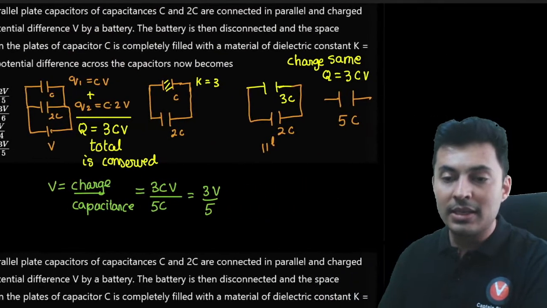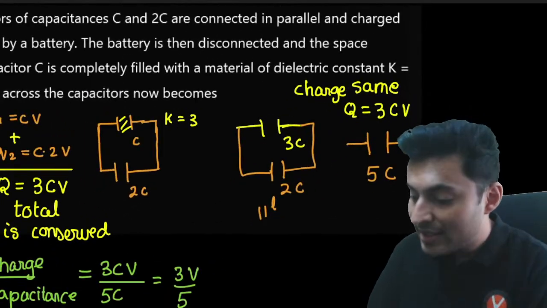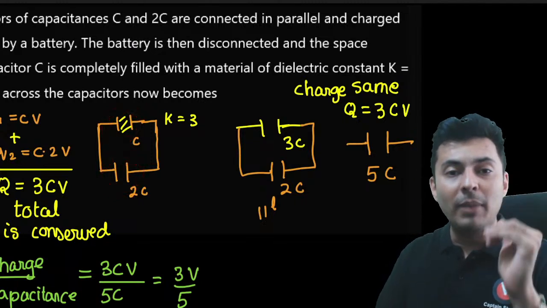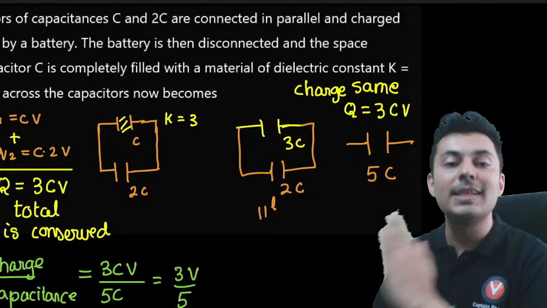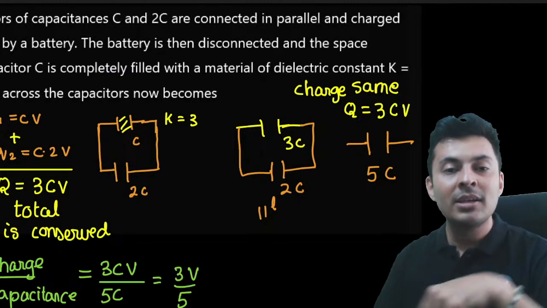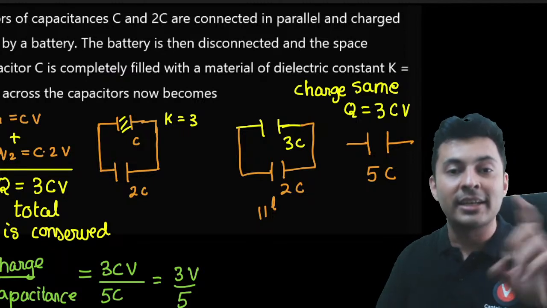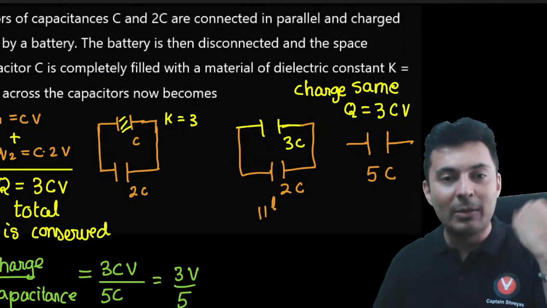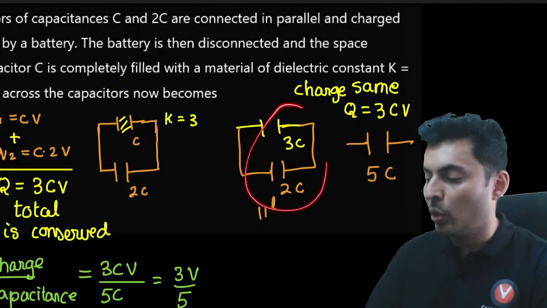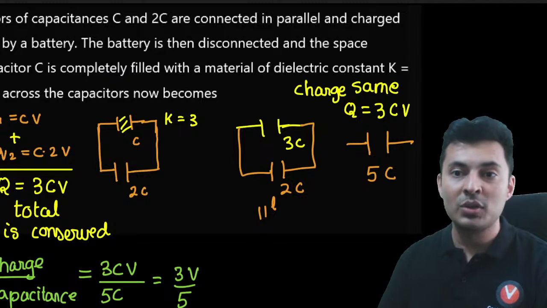Got it? Sir, it's in parallel. How can we add the charge? Let me tell you, my dear students. This charge was here and here. And the total charge when in parallel gets added. In series, it is the same. In parallel, it gets added. Just like resistors in series, current is the same. And in parallel, currents get added. Kirchhoff's current law: I1 plus I2 plus I3 is the total current. Same way, instead of current, for capacitors, it is charges. Q1 plus Q2 plus Q3 plus Q4 is the total charge. Got it? Is that clear? I hope these confusions are gone.